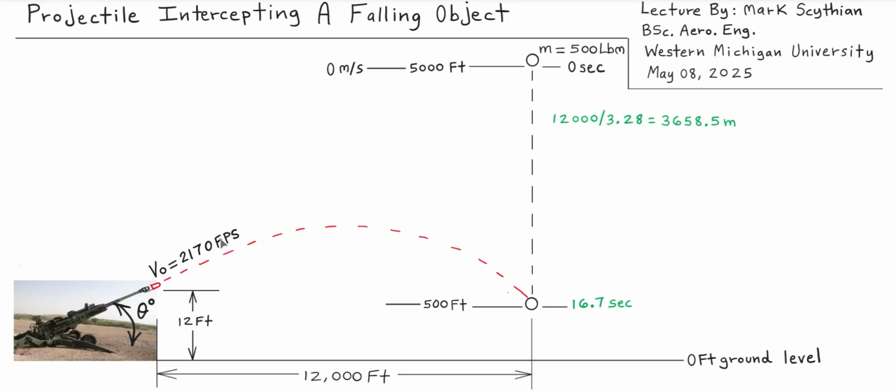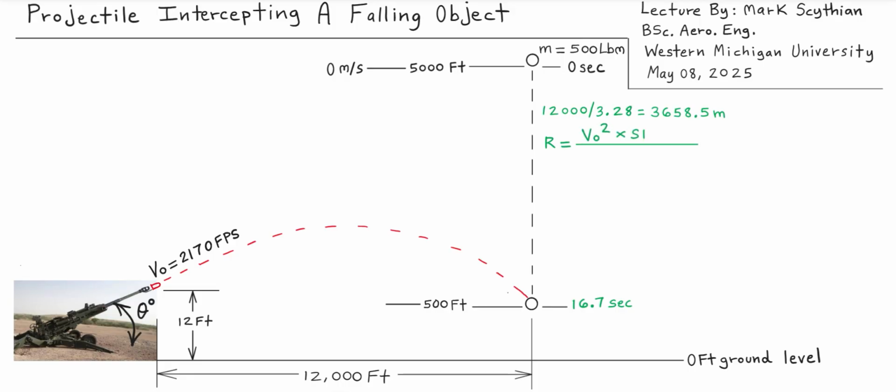We need the initial velocity of the projectile. Let's say we're using an M777, which is 2,170 feet per second initial velocity, v sub o, and it's placed 12,000 feet away. This would be a practical application for tracking an object at a certain specified altitude and then firing at a certain theta angle, the cannon launch angle with respect to the horizontal, to make the round intercept the object. So we can continue on solving the rest of this model.